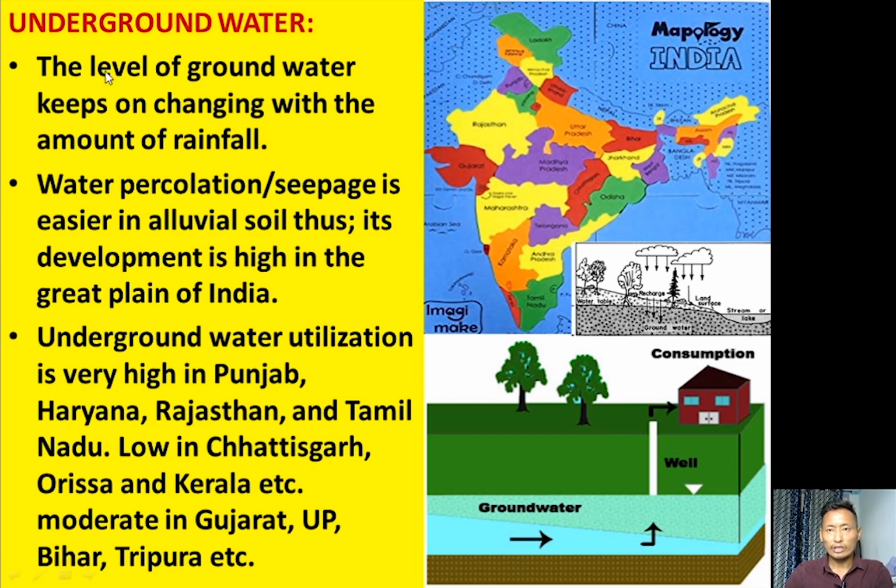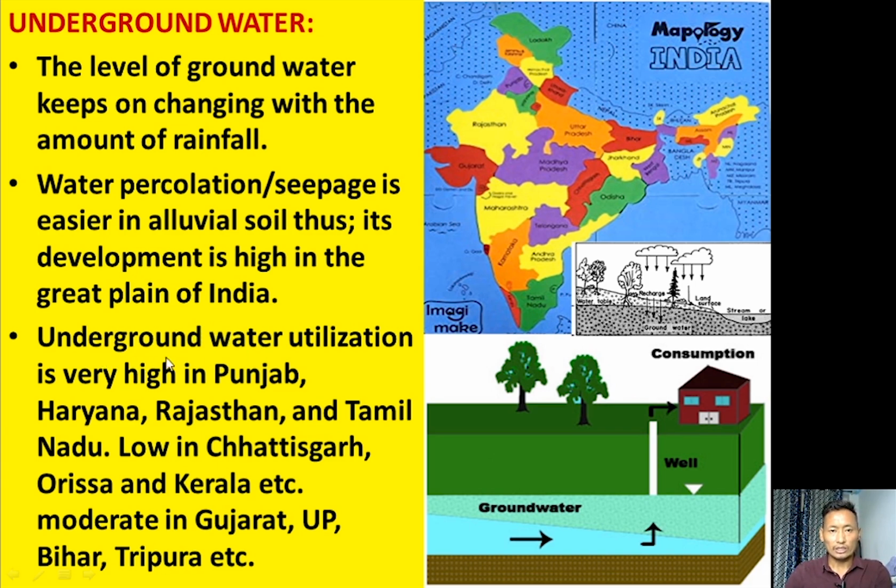So in India we have more groundwater in these regions because of soft soil, that is alluvial soil, as compared to this region. In this region we have impermeable rocks, while here we have more permeable rocks. Because of that, groundwater recharge is much higher in the northern plains as compared to the peninsular plateau. The utilization of underground water is again different in different states of India.